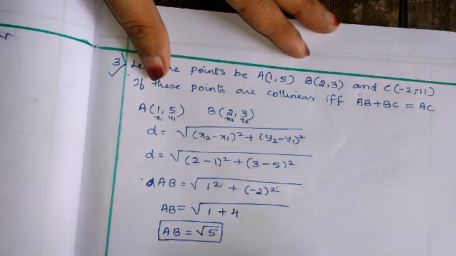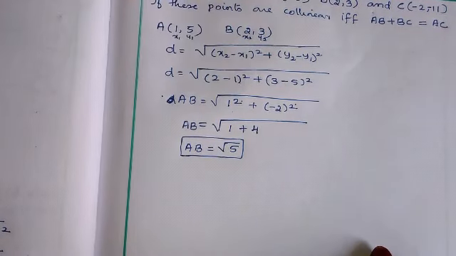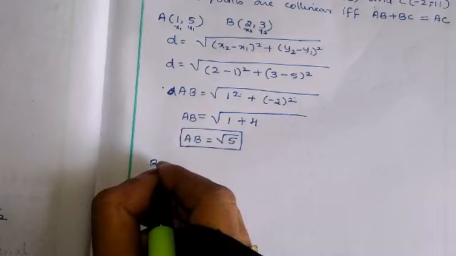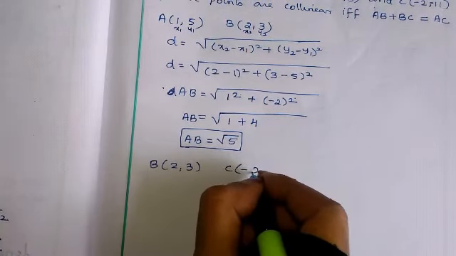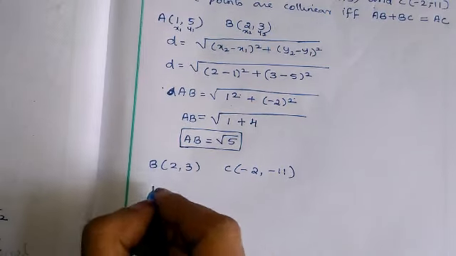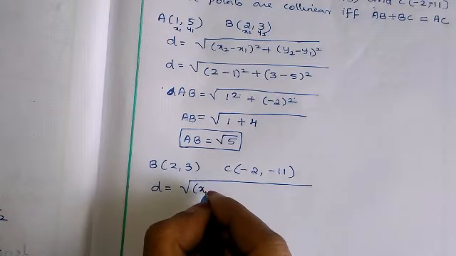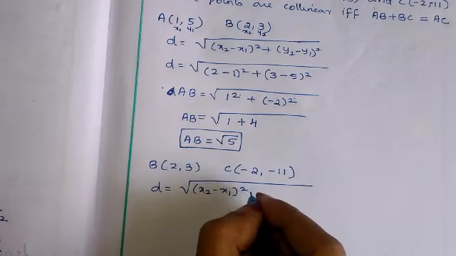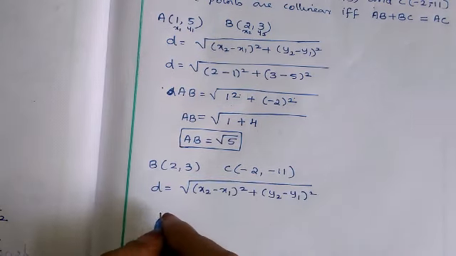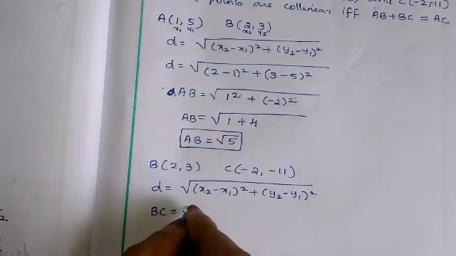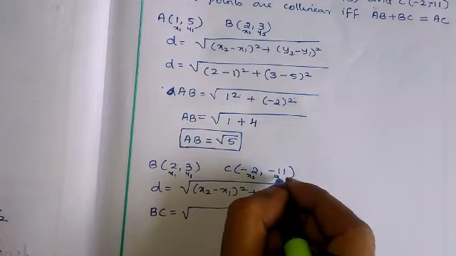Okay, we'll highlight. Now we want BC. Let us go for B and C. B point I'll write 2, 3. C point I'll write -2, -11. So B's distance formula is root of (x2 minus x1) whole square plus (y2 minus y1) whole square. This is the distance formula. Distance between BC is equal to, this is x1, this is y1, this is x2, this is y2.